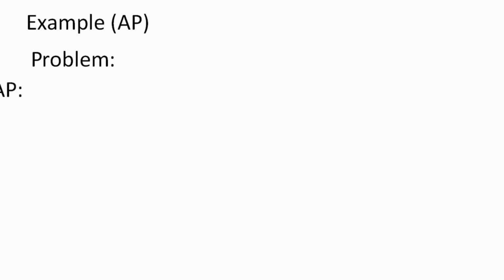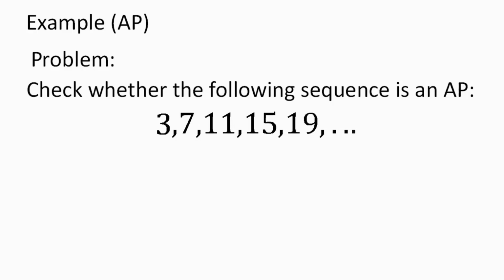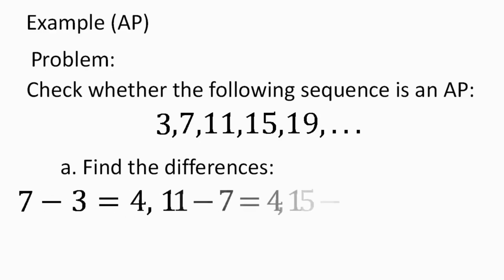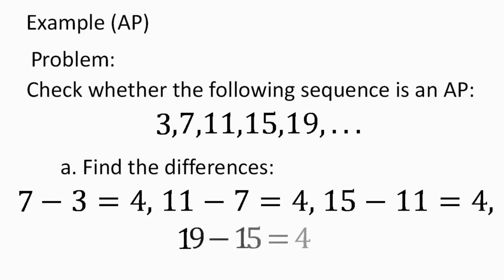Here is an example. To check whether the following sequence is an arithmetic sequence or not. The sequence is 3, 7, 11, 15, 19, and so on. So first find the differences between consecutive numbers. 7 minus 3 is equal to 4. 11 minus 7 is equal to 4. 15 minus 11 is equal to 4. 19 minus 15 is equal to 4.